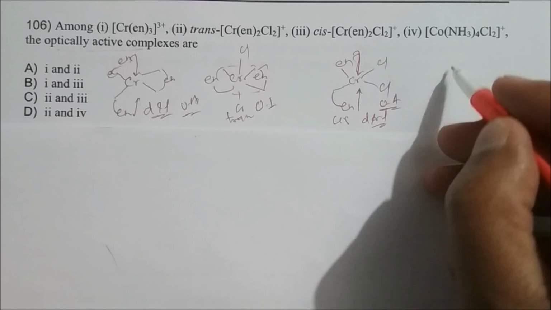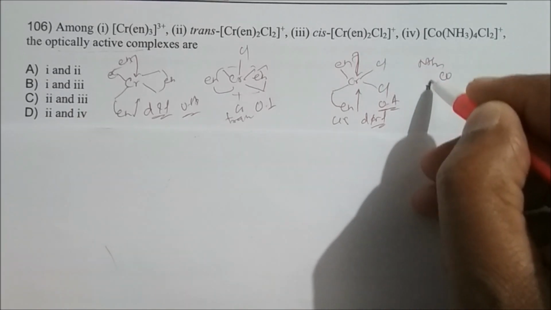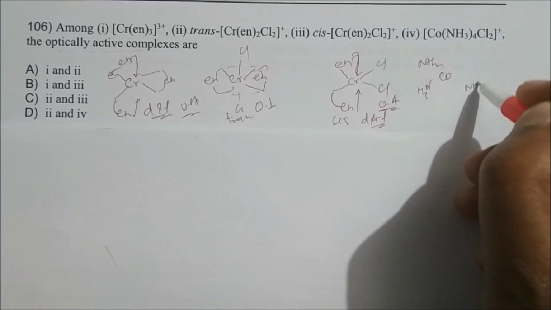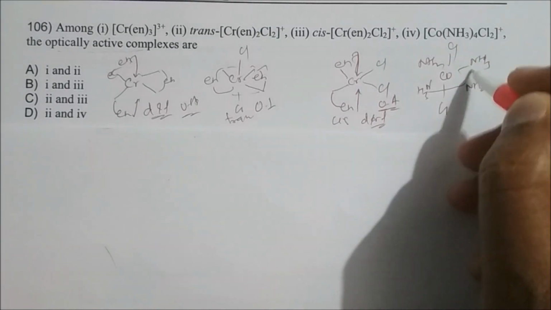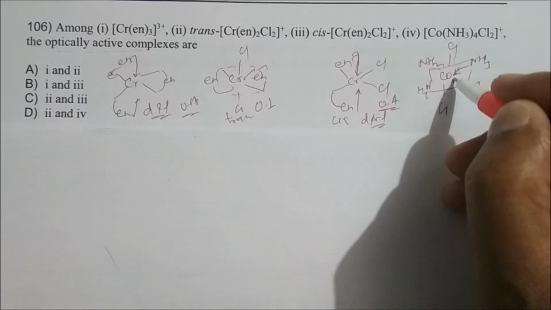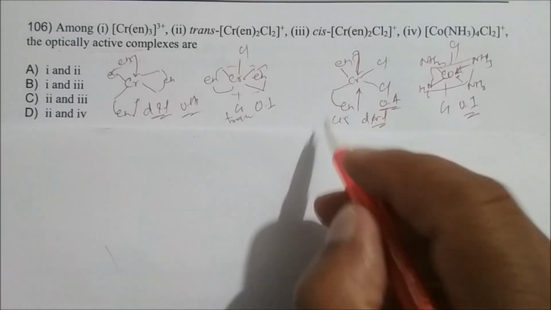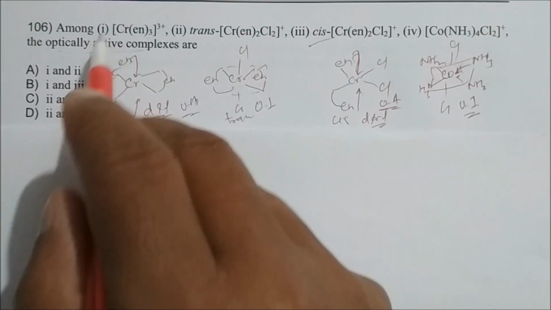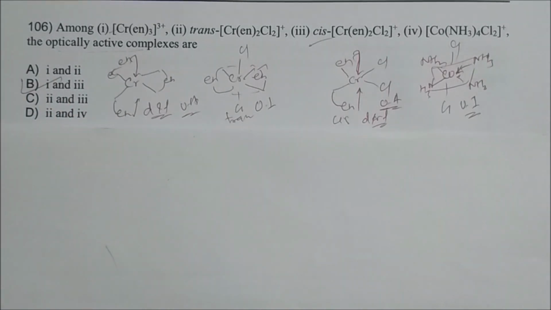Now for this one, cobalt ammonia. So cobalt is central, and we can take NH3 here, NH3 here, NH3 this side, and here NH3, and one Cl up, one Cl down. So you can see clearly this is also optically inactive. So our answer will be 3 is optically active, this is optically active. So 1 and 3 are optically active. So this is correct.